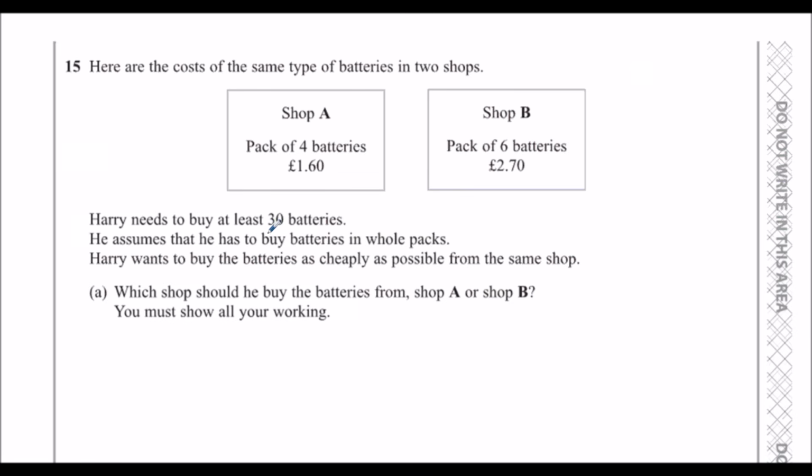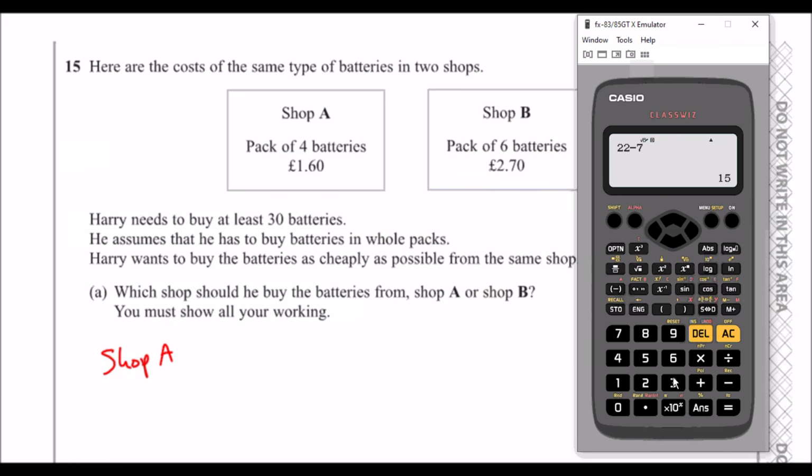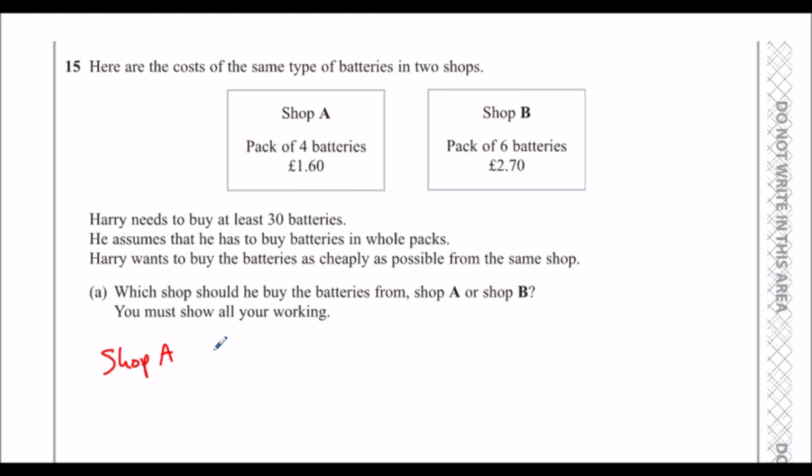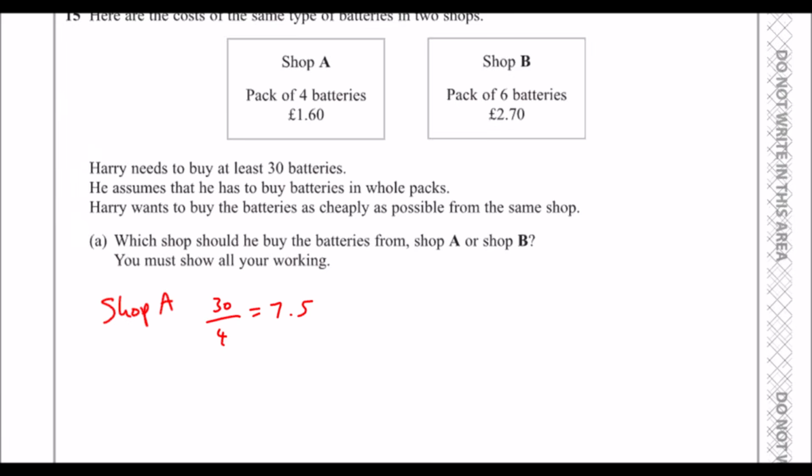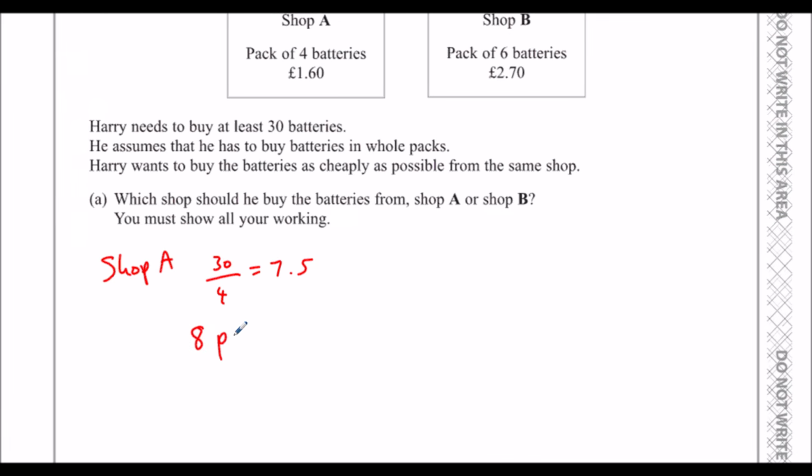So he wants 30 batteries. So for shop A, there's 4 in a pack. So how many packs? If we do 30 over 4, we get 7.5. So we need 7.5 packs. He can't buy 7.5 packs, or he's assuming he can't. So he's going to have to buy 8 packs to get the batteries he needs. He needs 7.5 packs, but he can't buy half a pack, so he's going to buy 8 packs.